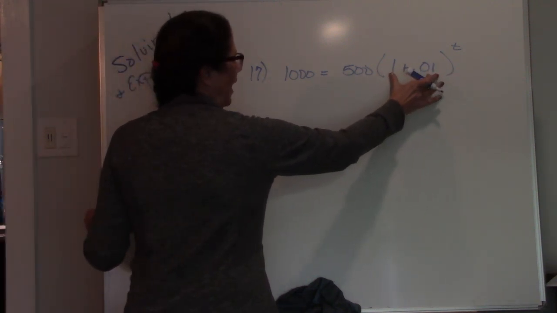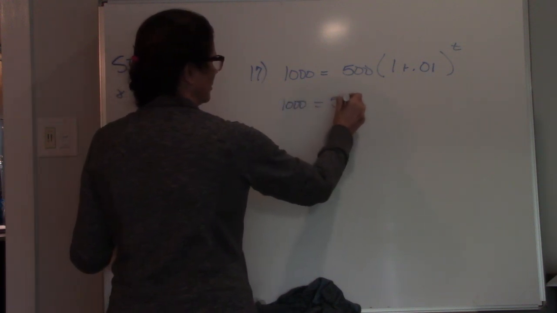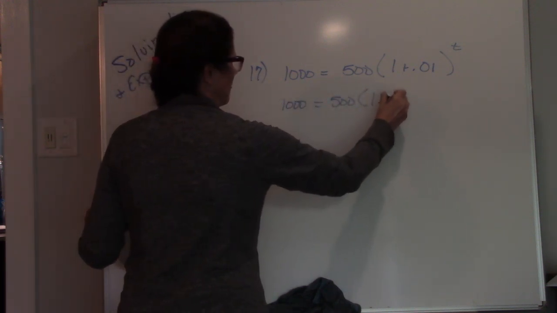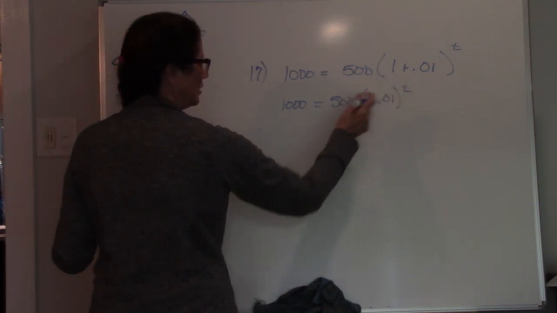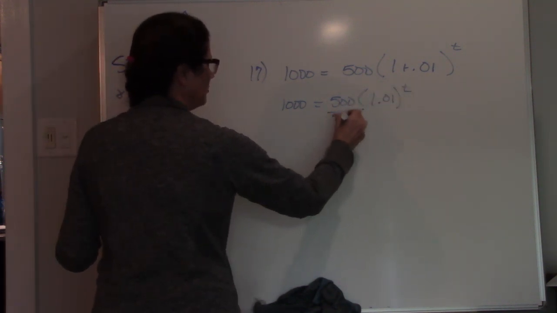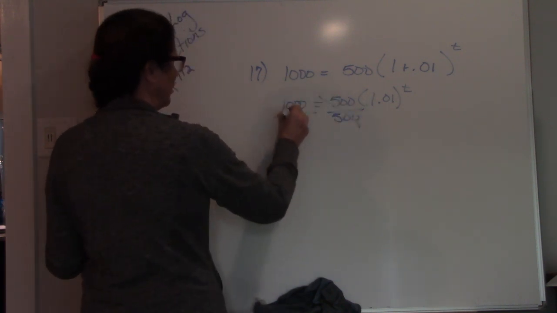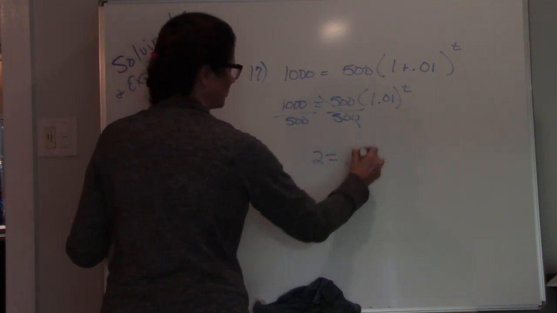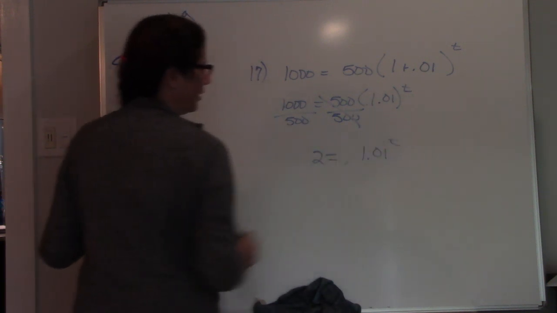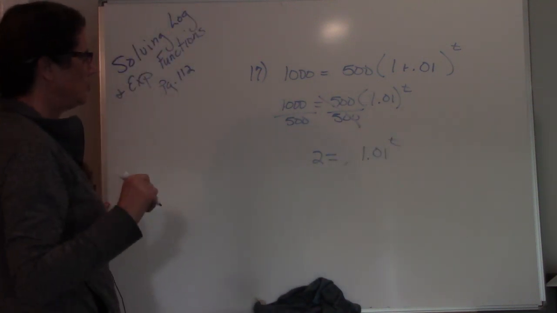So, same thing as what we did before. We're going to add inside the parentheses first, raised to the t power. I want to isolate my exponential function by dividing off the 500. 1,000 divided by 500 is 2, equals 1.01 raised to the t power.